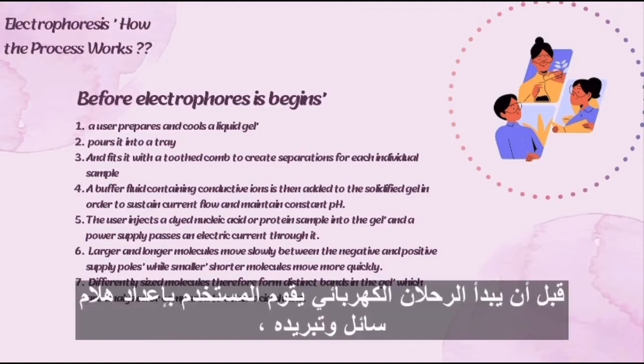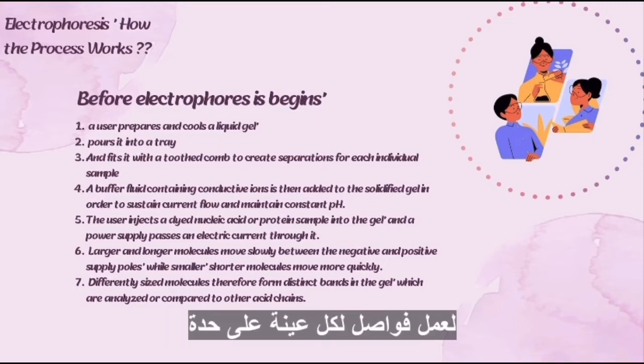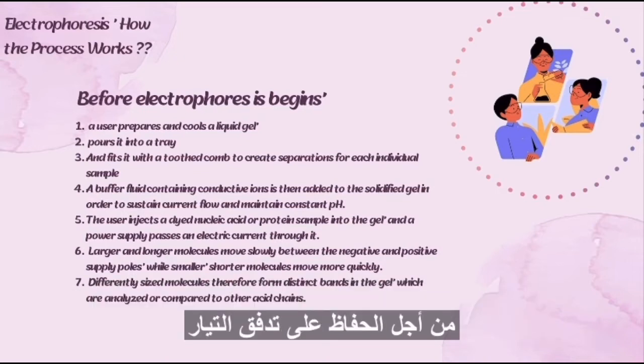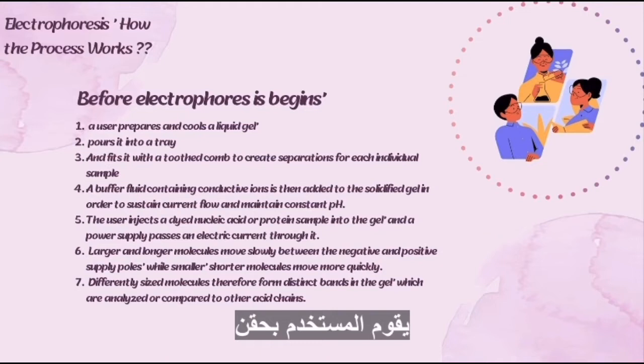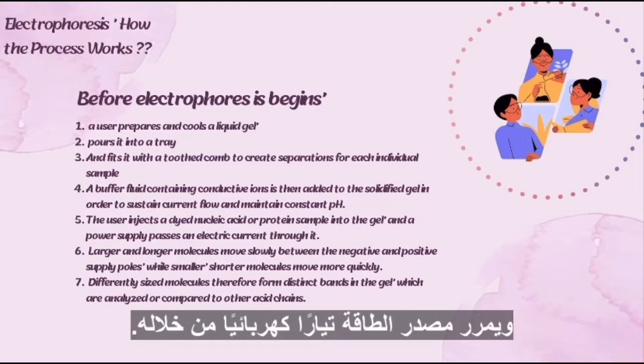Now I will talk about how the electrophoresis process works. Before electrophoresis begins, a user prepares and cools a liquid gel, puts it into a tray, and fits it with a toothed comb to create separation for each individual sample. A buffer fluid containing conductive ions is then added to the solid gel in order to sustain current flow and maintain constant pH. The user injects a dyed nucleic acid or protein sample into the gel, and the power supply passes an electric current through it.